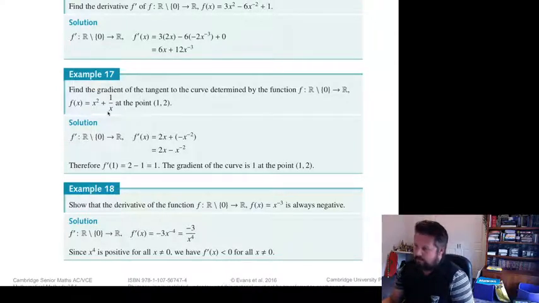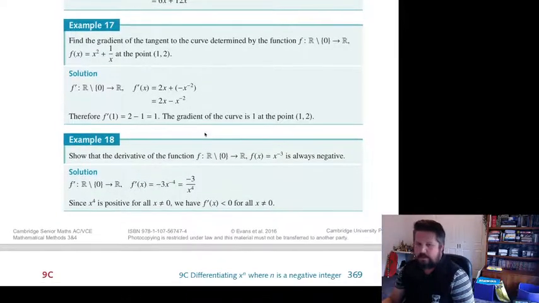So the derivative of this part here, obviously you've got the negative 1 goes out the front. Negative 1 multiplied by 1 is negative 1. You subtract 1 from the power, which becomes negative 2. They're also asking, hey, what is the gradient at this particular point? We substitute in the x value back into the derivative, and you can find out what the gradient is. In this particular case, the gradient is 1 at that particular point.